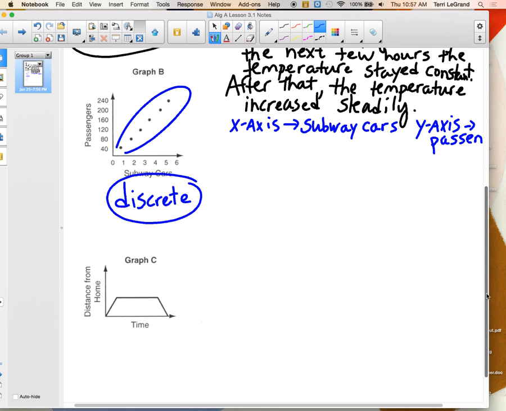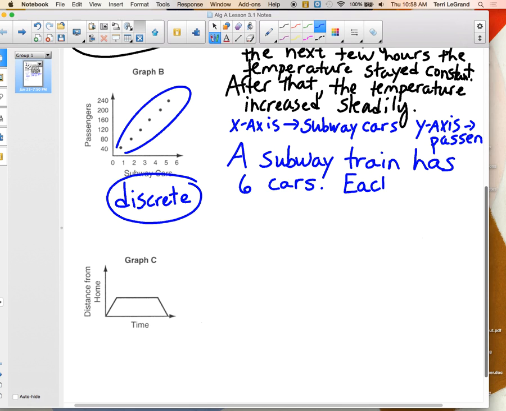Okay. So let's just say that we have a subway train. Let me help you out here. A subway train, according to this graph, has how many cars? 6 cars. A subway train has 6 cars. That's what this graph is showing us. And we can say each car holds how many passengers? 40 passengers.